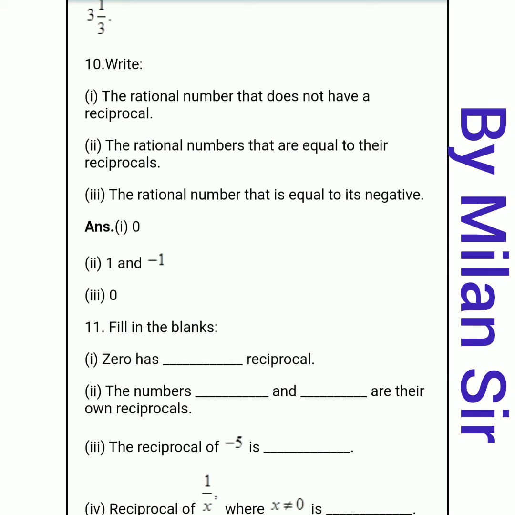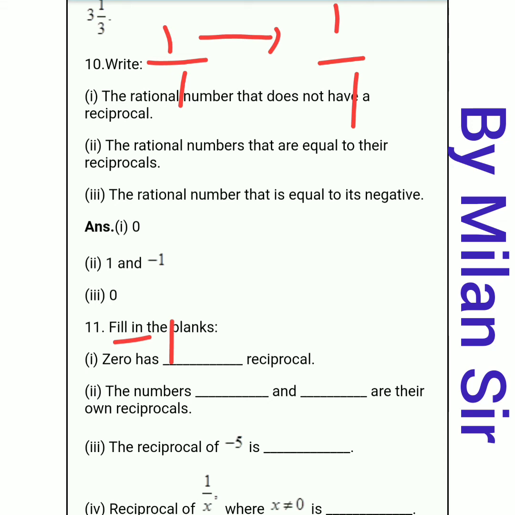The rational numbers that are equal to their reciprocals. Two numbers we have, 1 and minus 1. First of all, find the reciprocal of 1. Nothing is present in the denominator, so 1 by 1. Now change the numerator and denominator, again you get 1 by 1, right? So the same number we get.